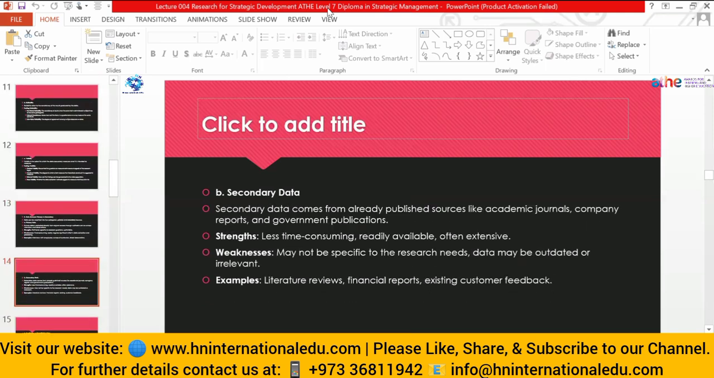Then secondary data. It comes from already published sources like academic journals, company reports, and government publications. Okay? Government publications are actually the research papers. As I told you, when we're doing the work, you go to certain bodies, frameworks like HEC in Pakistan, and then they publish their work, but under their name. Strength: less time consuming, readily available, often extensive because it's quite easily accessible from the internet.